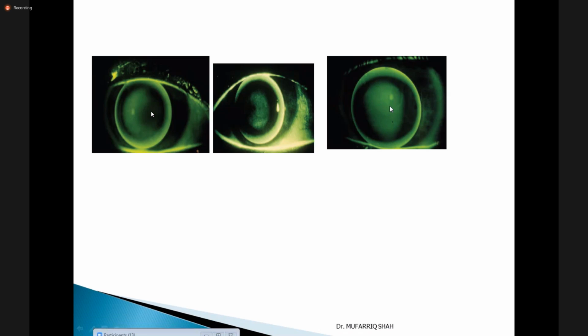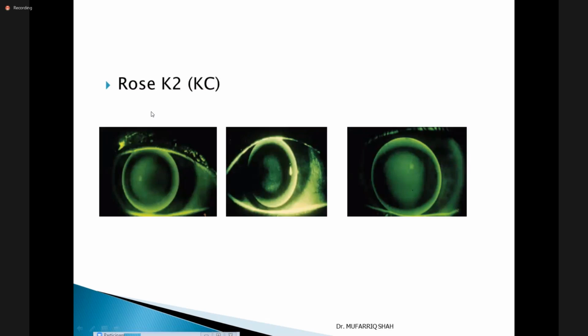Is it clear now? So the left one, it is the optimum fit. The middle one, if you see here, loose periphery, right? If you see here, the center is steep. Periphery is good, but the center is steep. So which type of lens this was? Rose K2, KC lens. Clear?